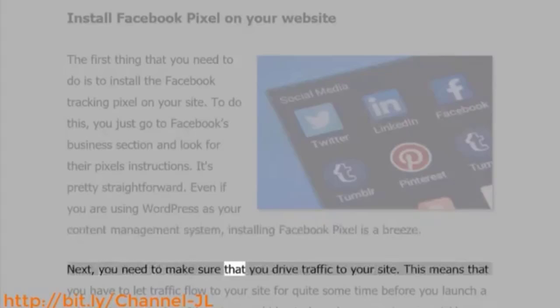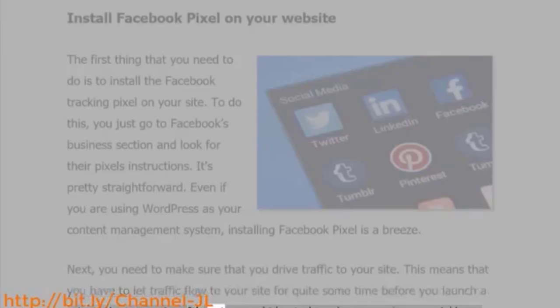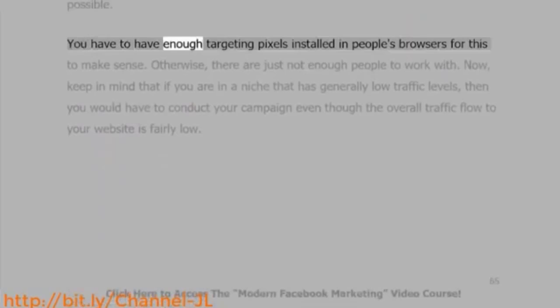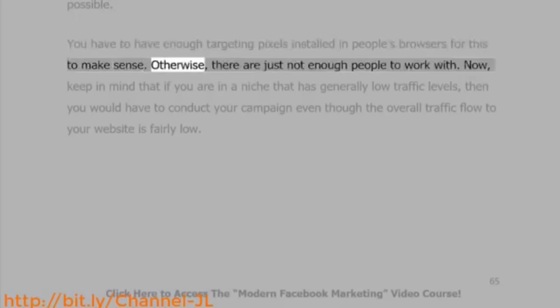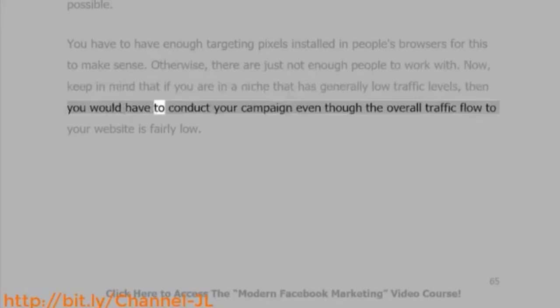Next, you need to make sure that you drive traffic to your site. This means that you have to let traffic flow to your site for quite some time before you launch a retargeting campaign. It's not a good idea to launch a campaign as quickly as possible. You have to have enough targeting pixels installed in people's browsers for this to make sense. Otherwise, there are just not enough people to work with. Now, keep in mind that if you are in a niche that has generally low traffic levels, then you would have to conduct your campaign even though the overall traffic flow to your website is fairly low.